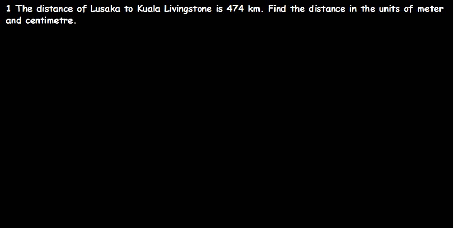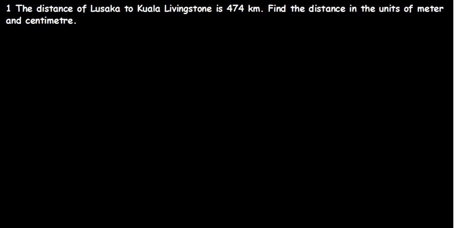In this tutorial, we are going to talk about dimension analysis. So I've got a number of questions with me here. The first question is saying the distance of Lusaka to Livingston is 474 kilometers. Find the distance in the units of meters and centimeters.